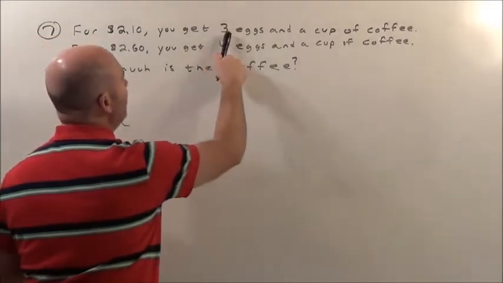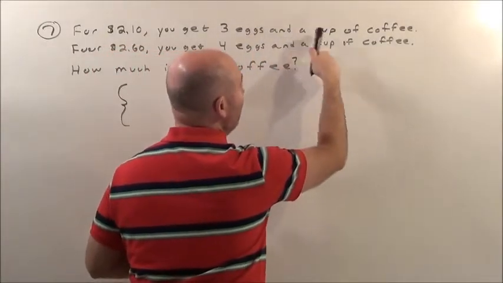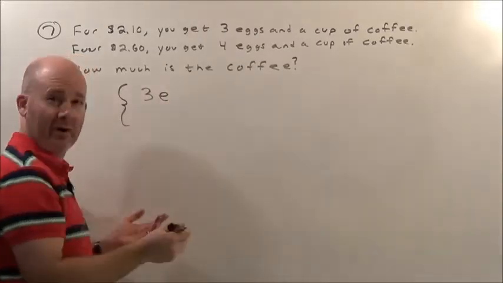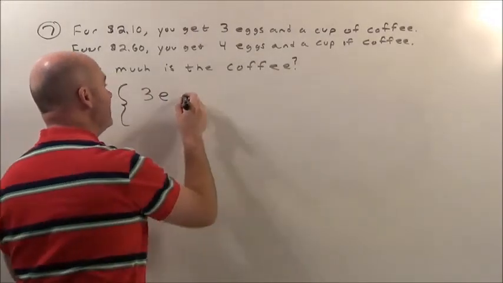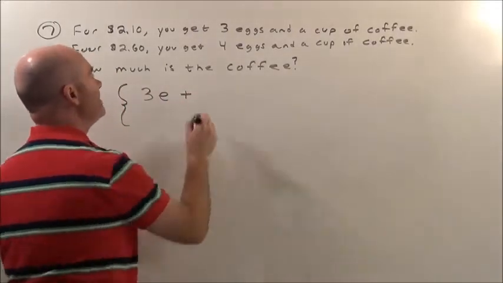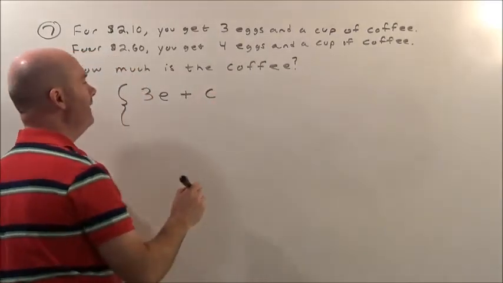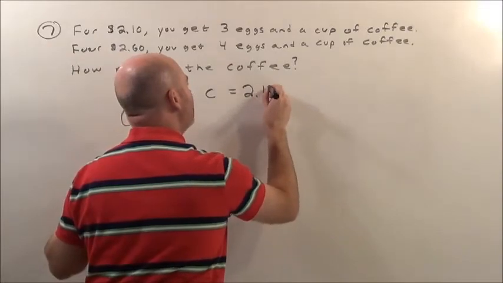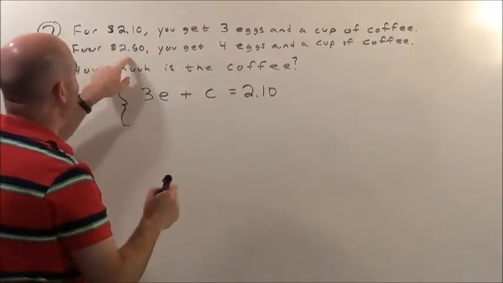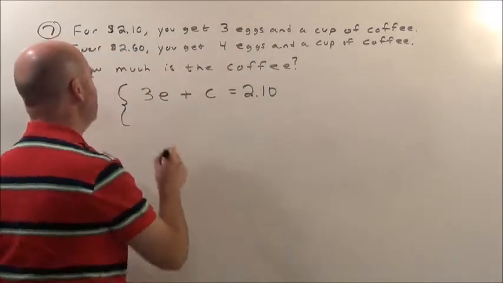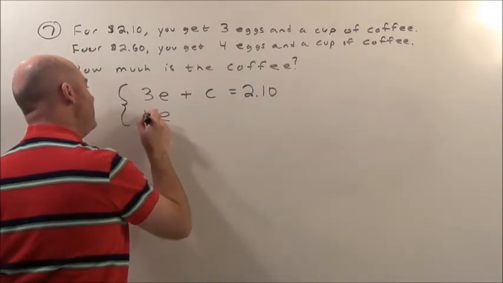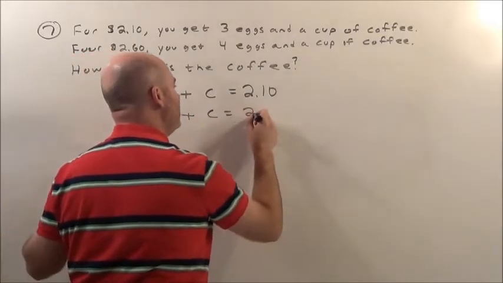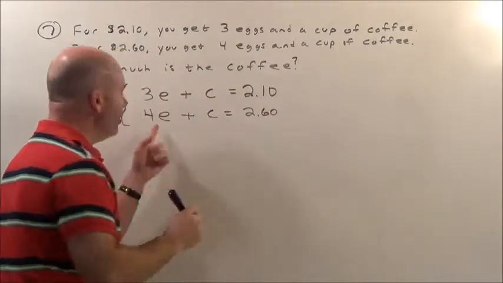So 3 eggs plus a cup of coffee. So I have 3E for eggs, 3 times whatever the price of eggs happens to be, plus C for the cup of coffee, comes out to always cost me $2.10. The other equation, for $2.60, I get 4 eggs. So whatever the price of eggs happens to be, times 4, plus my cup of coffee, comes out to be $2.60. So there are my two equations.